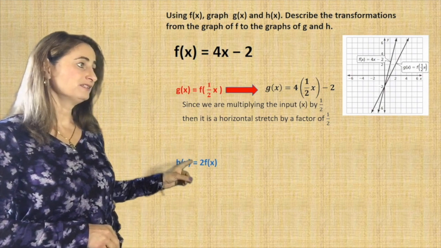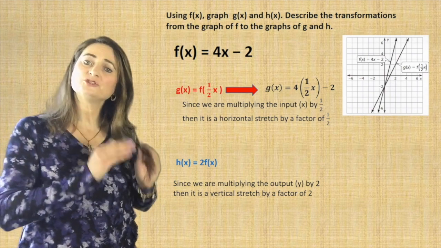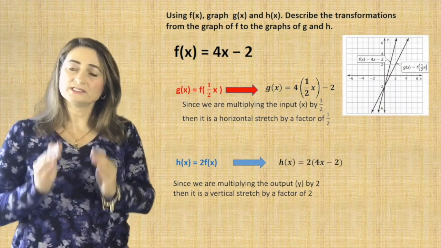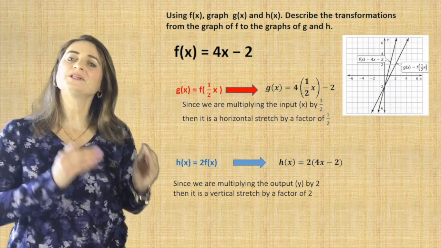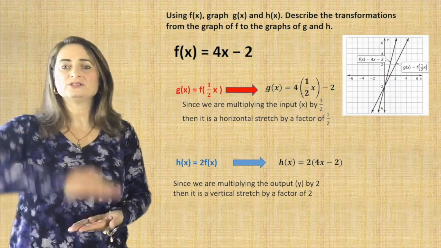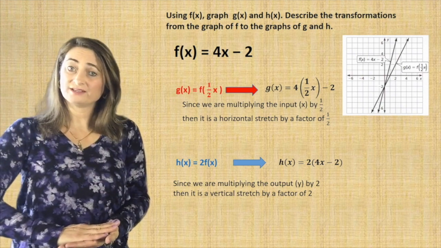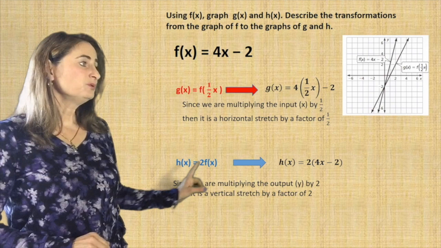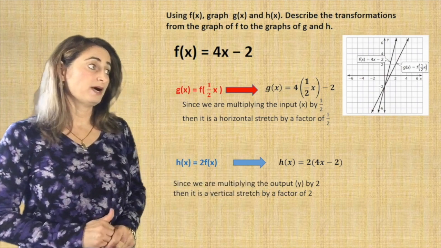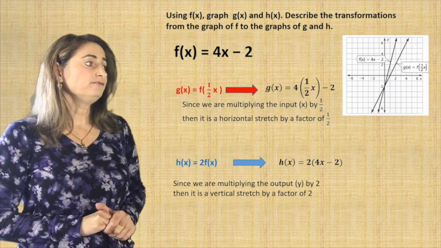Now, h of x, you multiply 2 times f of x. So you multiply 2 times the whole f of x. And since f of x is the output, you are multiplying the output by 2. Since the output is y, then I know it's a vertical change. But is that a stretch or a shrink? Since we are multiplying the output y by 2, it is a vertical stretch by a factor of 2.